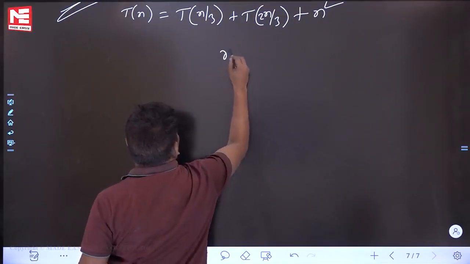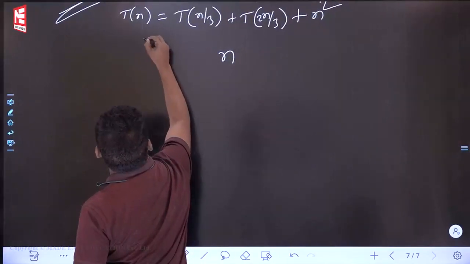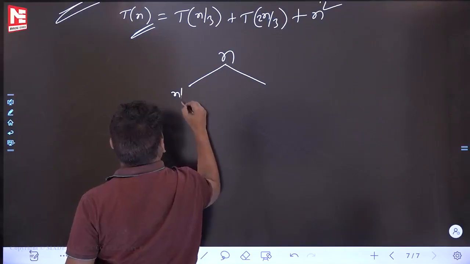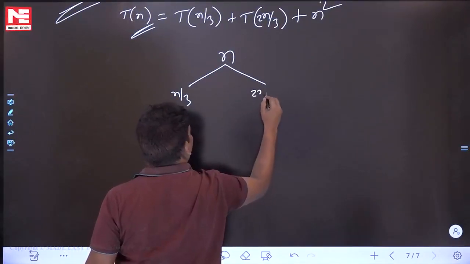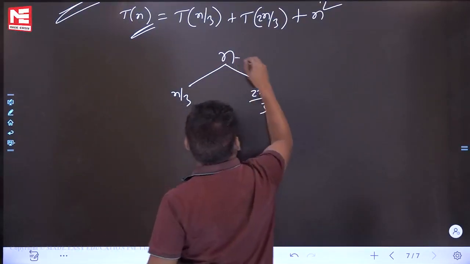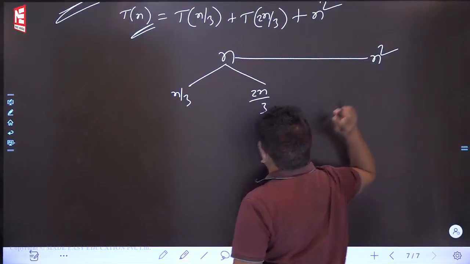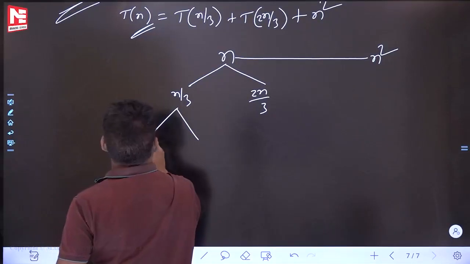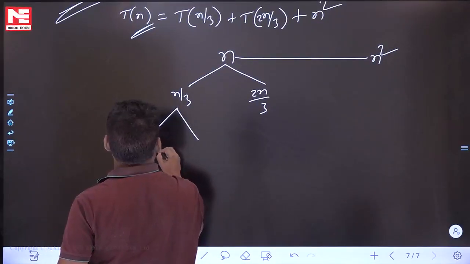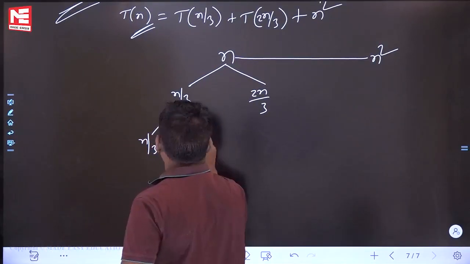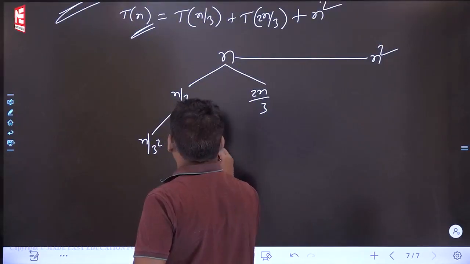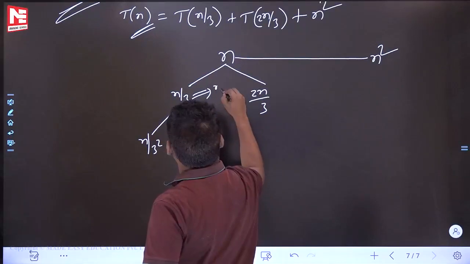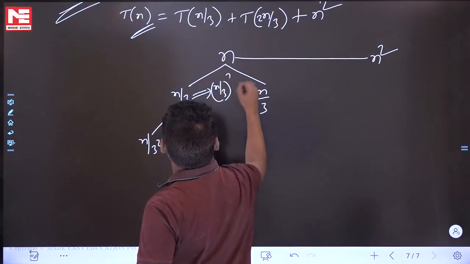Let's start. This n, divide into two parts. What is the left? Multiply by 1 by 3. Right, multiply by 2 by 3. This n becomes n square, the non-recursive term. Similar way, the same story repeats further. What is the answer? Left multiply by 1 by 3, n by 3 square. Right multiply by 2 by 3, 2n by 3 square. But here n is there, non-recursive term n square, n by 3 whole square.